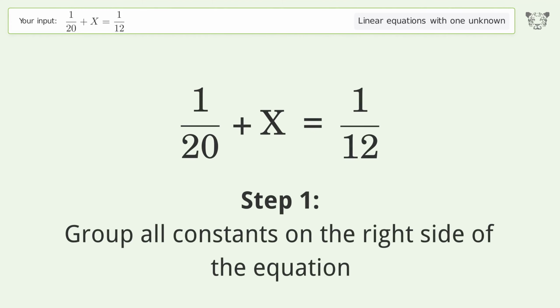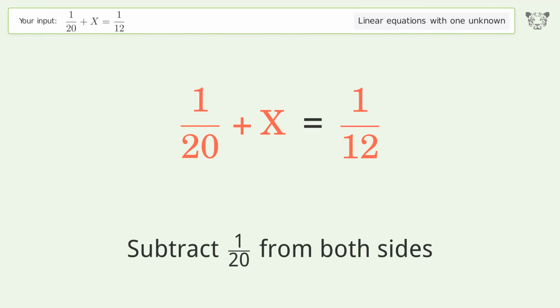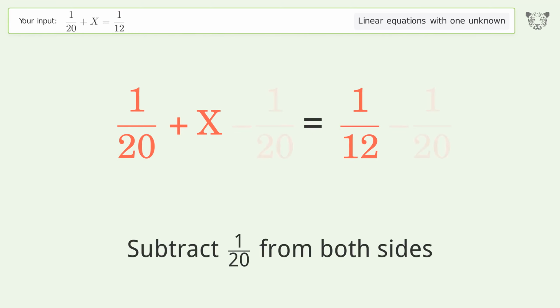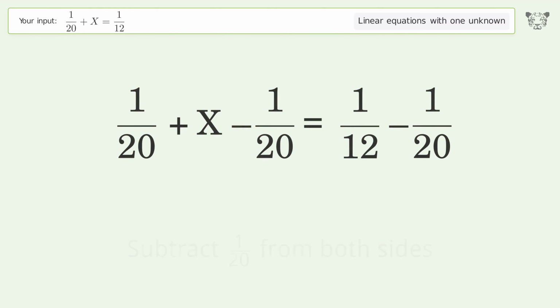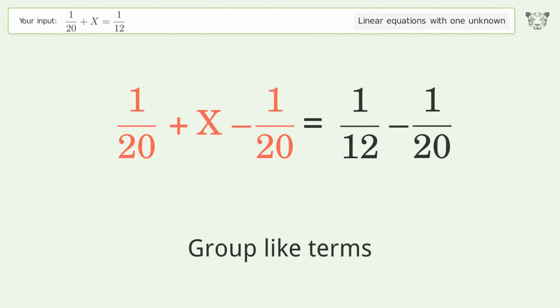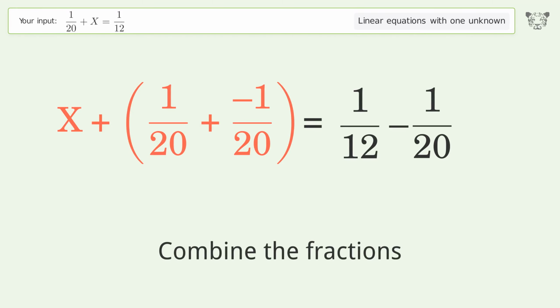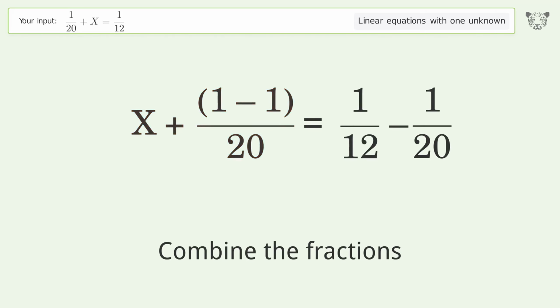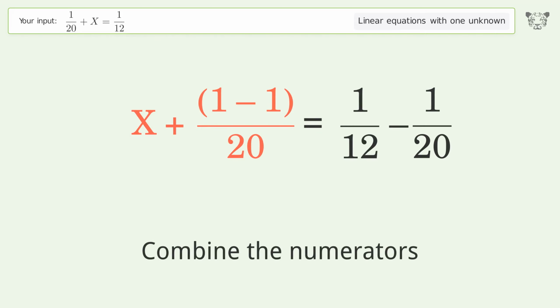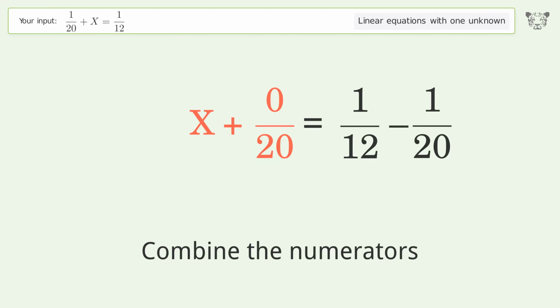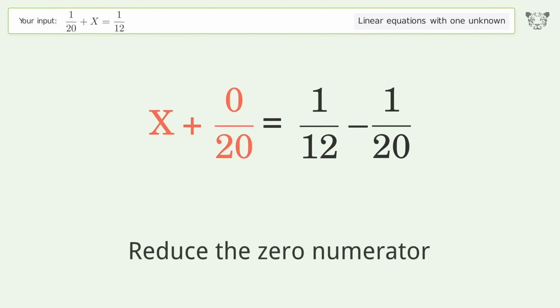Group all constants on the right side of the equation. Subtract 1/20 from both sides. Group like terms. Combine the fractions. Combine the numerators. Reduce the zero numerator.